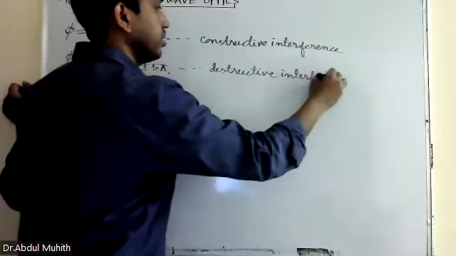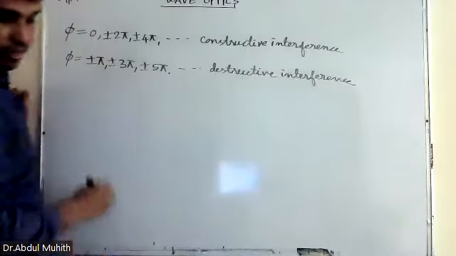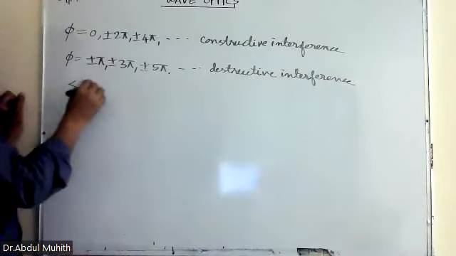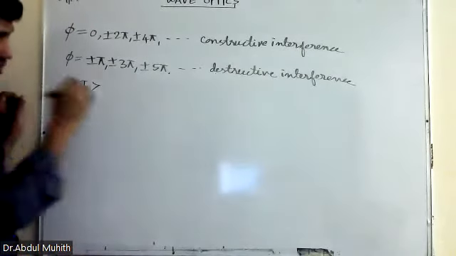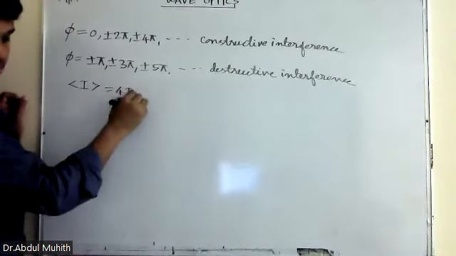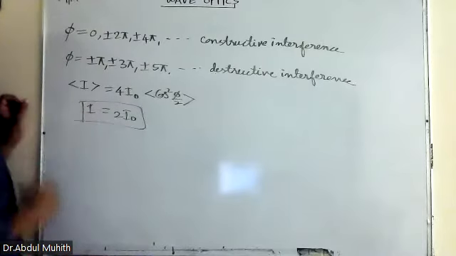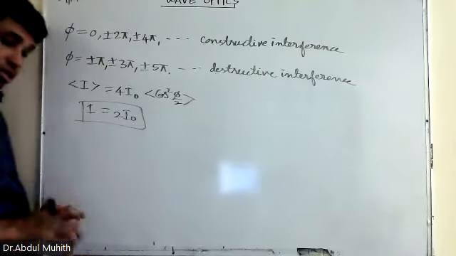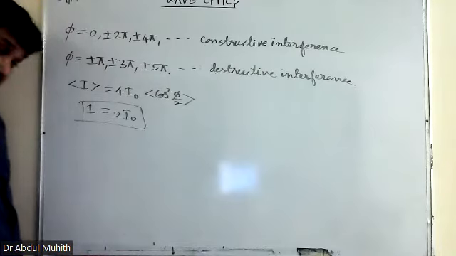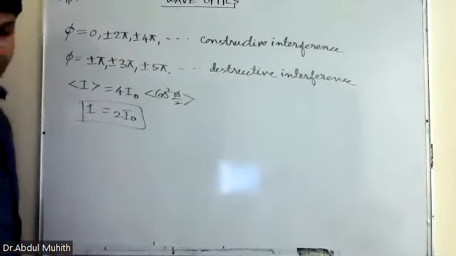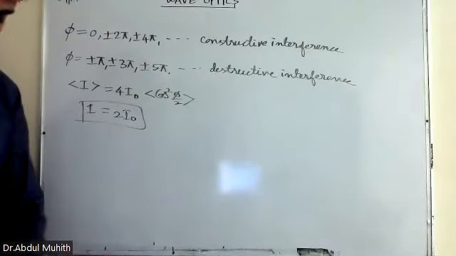Destructive interference. Now, the average intensity. We saw two cases. So here it will become 4 I naught into cos square (phi by 2). When we solve it, it will become 2 I naught. So this is the average value. Is that clear to all of you? Yes, sir.